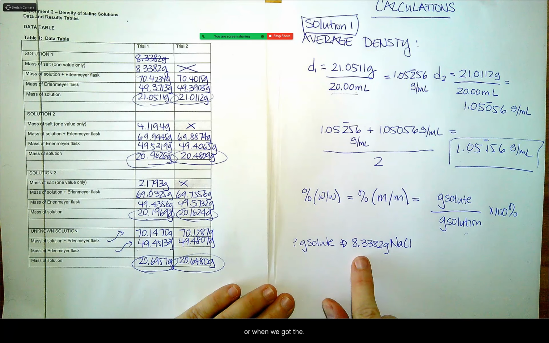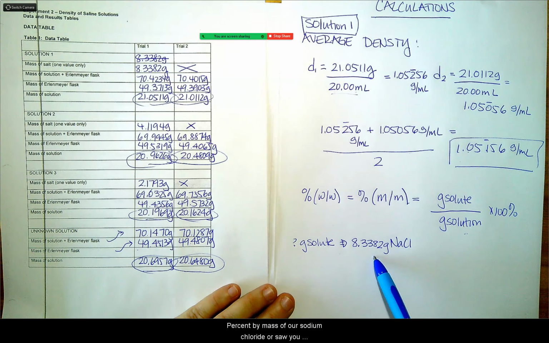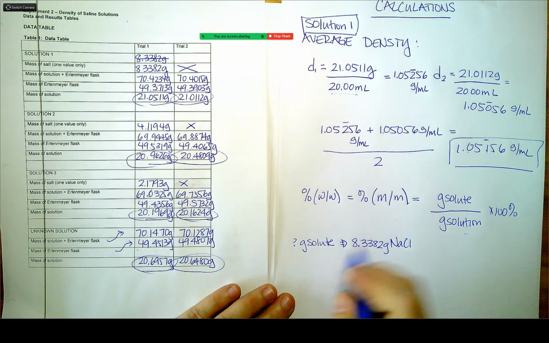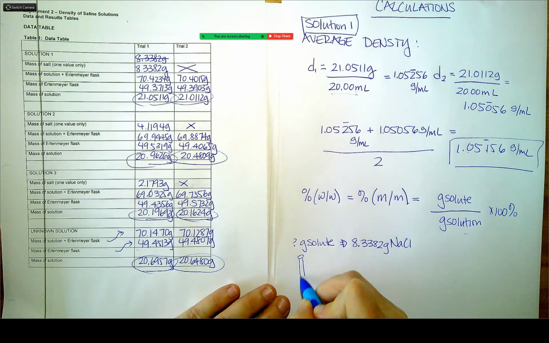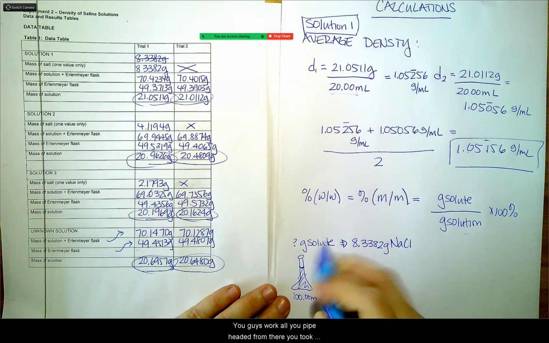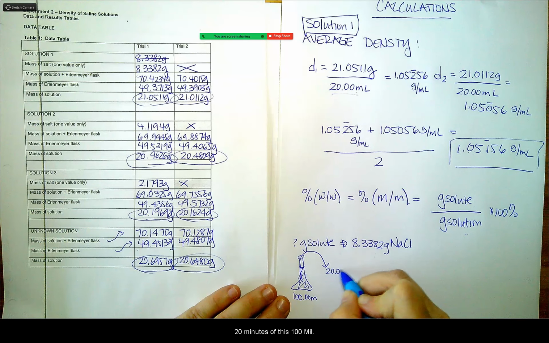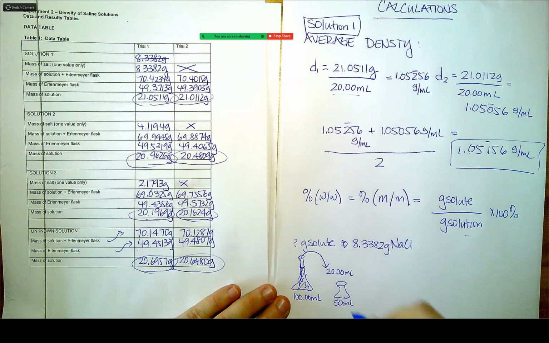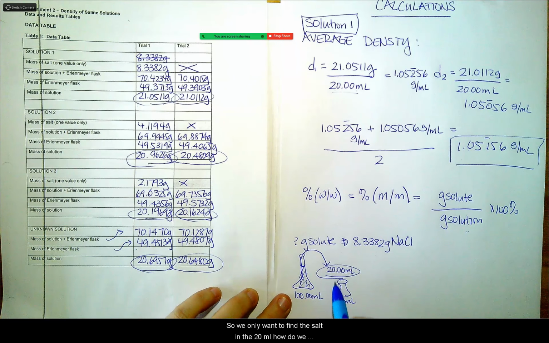when we want to get the percent by mass of our sodium chloride, our solute, we didn't use all of this 100 milliliters. If you recall, you pipetted 20 mL from the 100 mL flask. So what you did was you made 100 milliliters. From there, you took 20 mL of this 100 mL and put it into a little Erlenmeyer flask. So remember your 50 mL Erlenmeyer flask? So we only want to find the salt in the 20 milliliters.